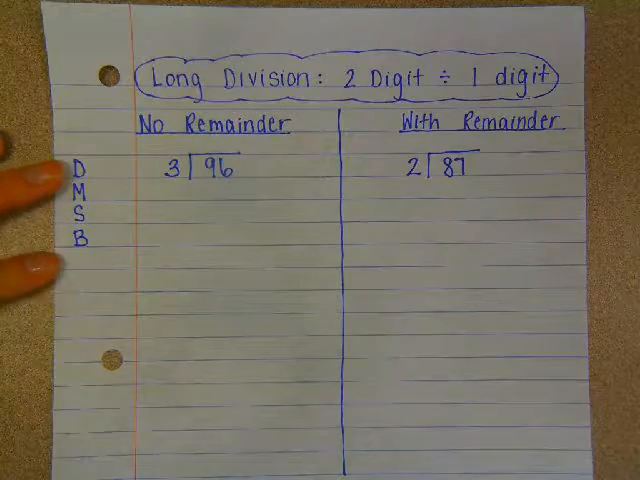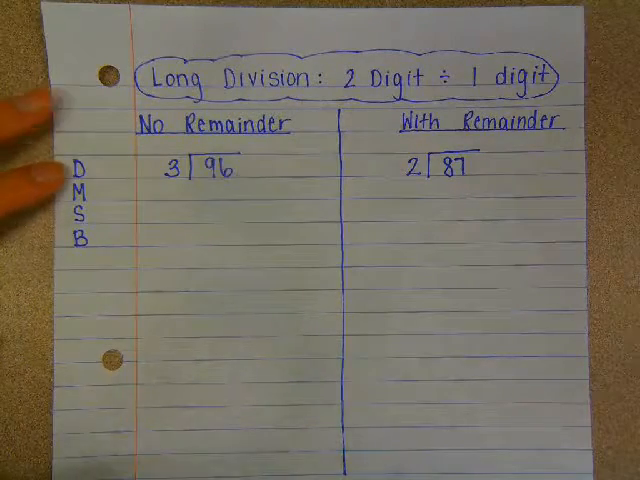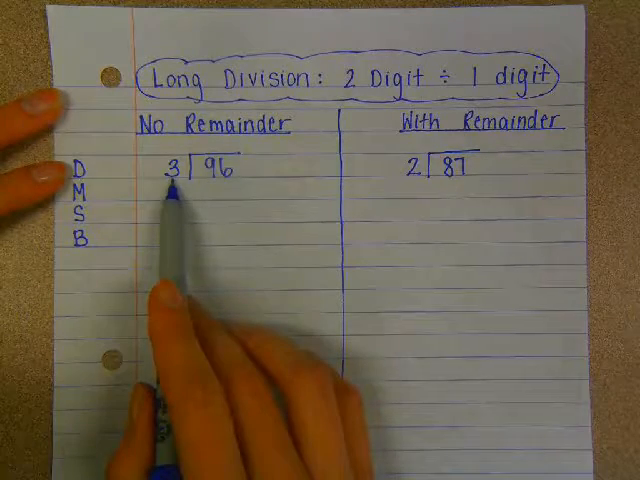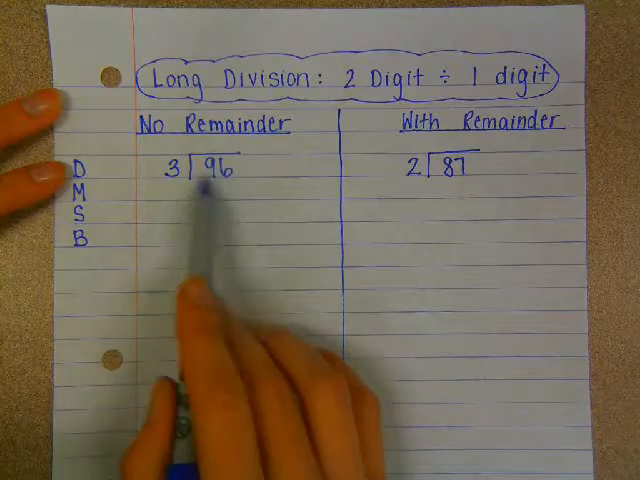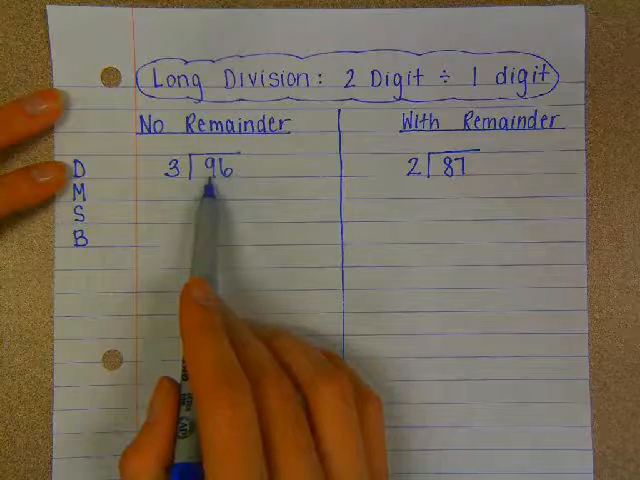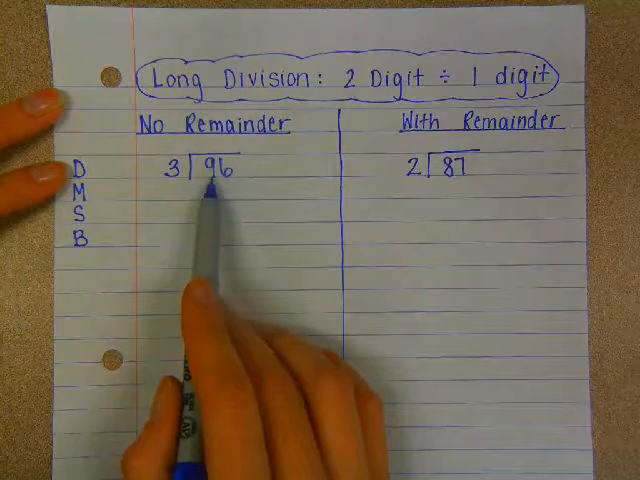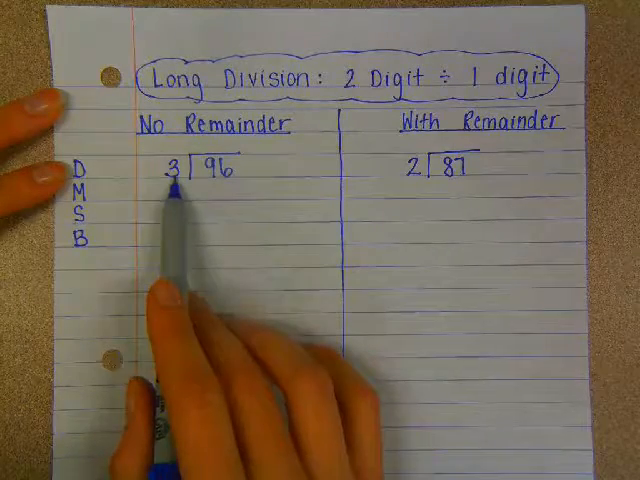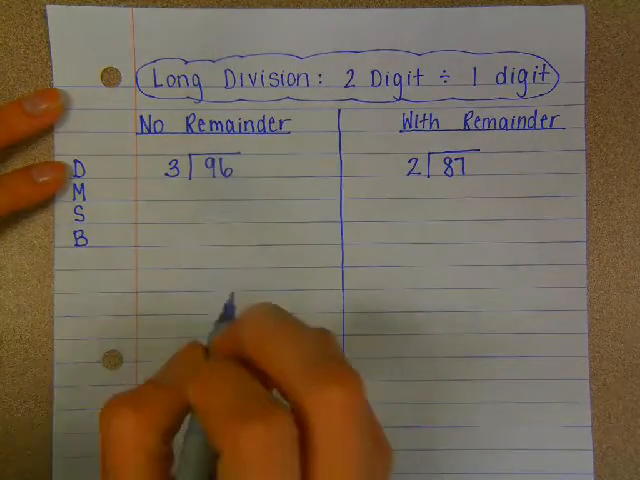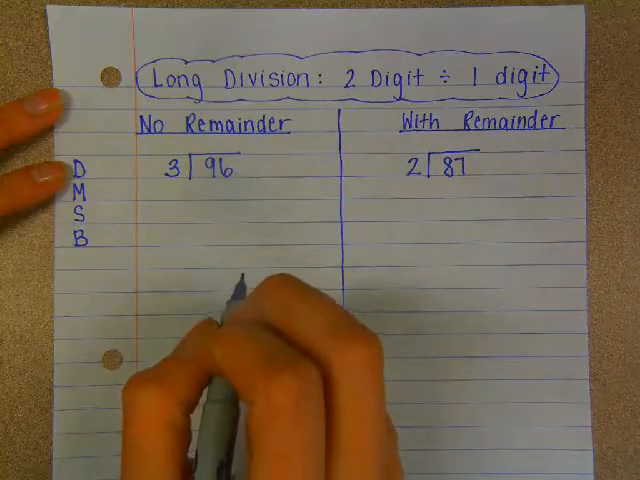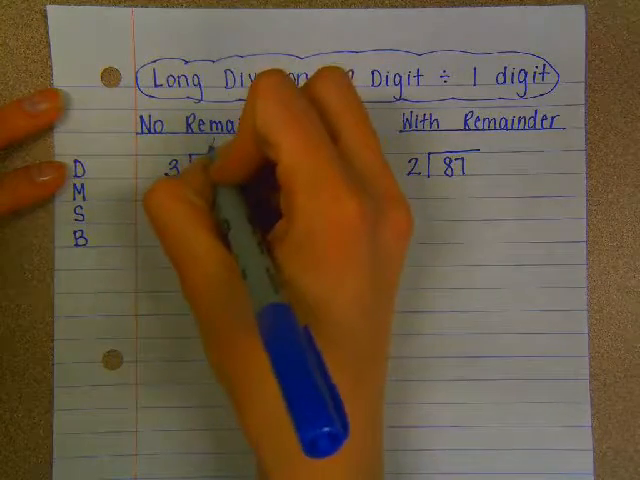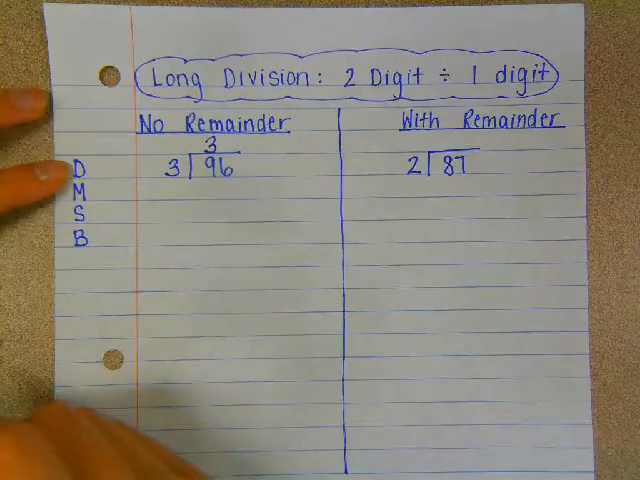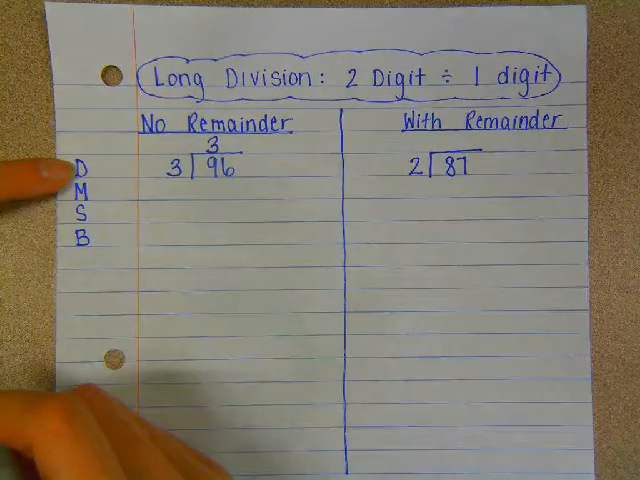The first step in long division is D, which stands for divide. So the first question I have to ask myself is, how many times can 3 go into 9? Another way to ask that is, what is 9 divided by 3? I know that 3 can go into 9 3 times without going over. So I put a 3 on top of the 9, and I have just completed the first step, divide.